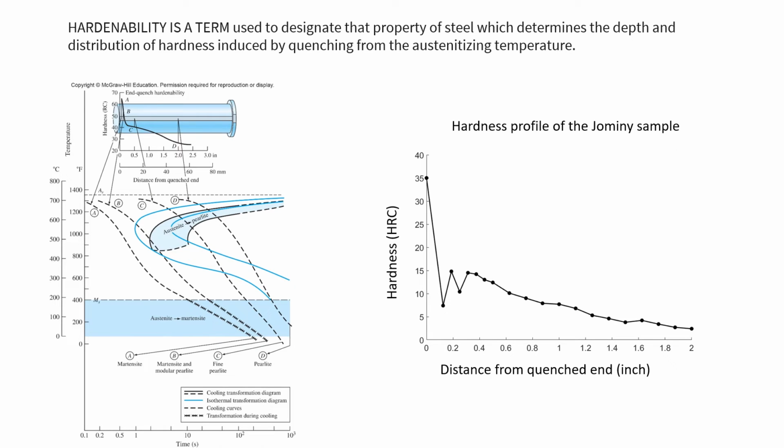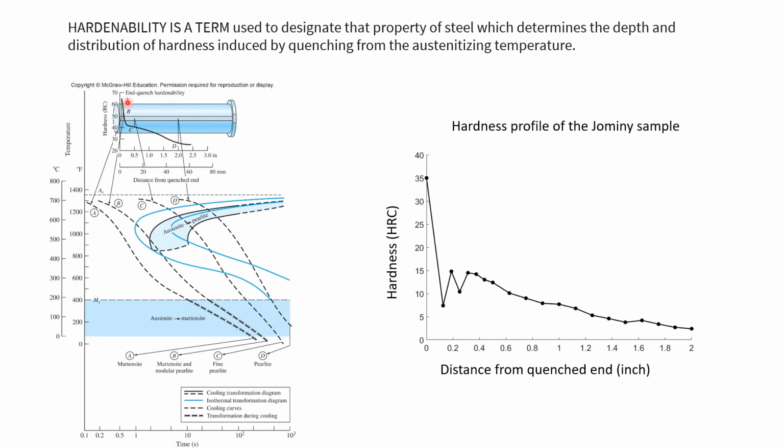Okay, so let's talk about hardness. Let's talk about the Jominy test and how we use it to measure the hardenability of steel. Hardenability is a term used to designate the property of steel which determines the depth and distribution of hardness introduced by quenching from the austenite state temperature. Here is a diagram of our hardness sample, and here are the bands for our hardness measurement. Different locations of the hardness measurement are associated with a certain cooling rate or a cooling curve on this diagram.